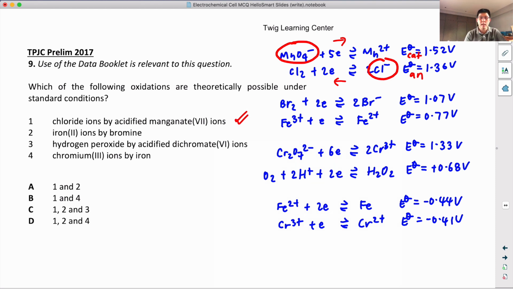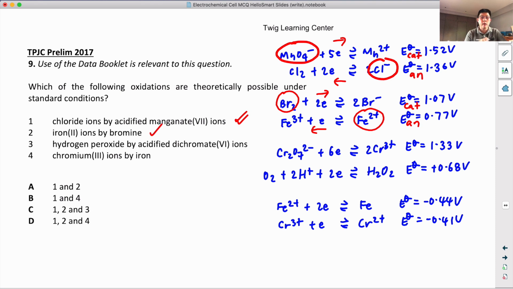Iron 2 ions and bromine. For bromine, I only have one possible equation to pick from the data booklet. So this is the one. I have to pick iron 2 plus on the opposite side. So this one undergoes reduction and this one undergoes oxidation. This is my E cathode and this is my E anode, right? So my E cathode minus my E anode will be positive. So I'm going to put a tick over here. So this is definitely feasible.